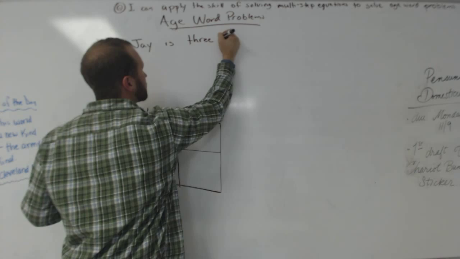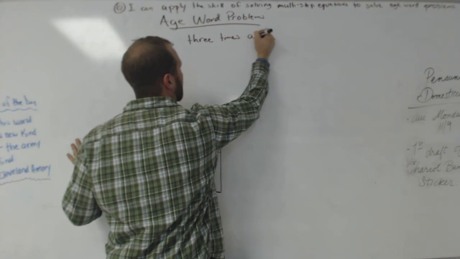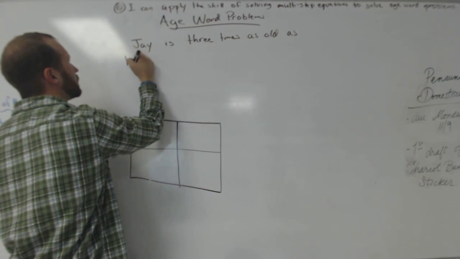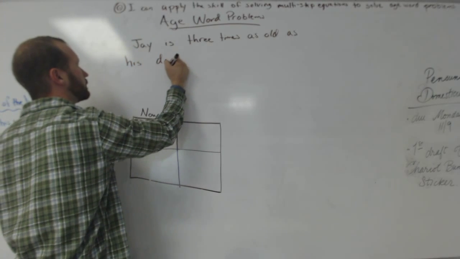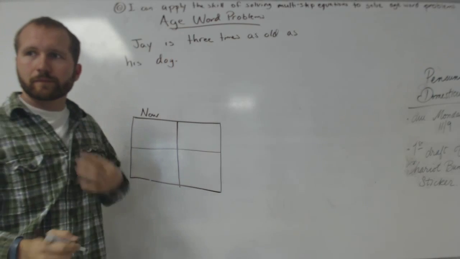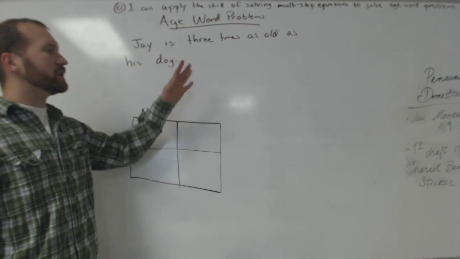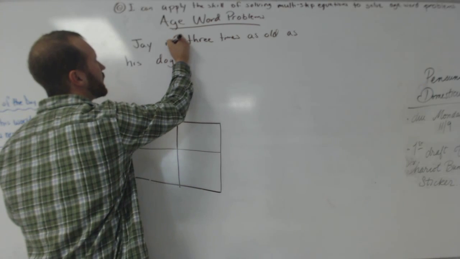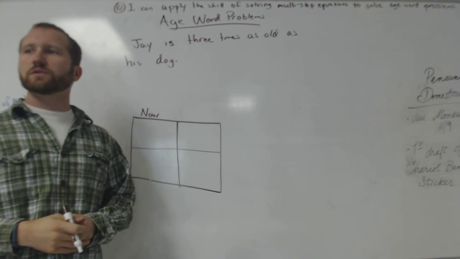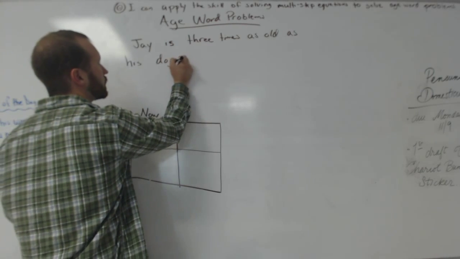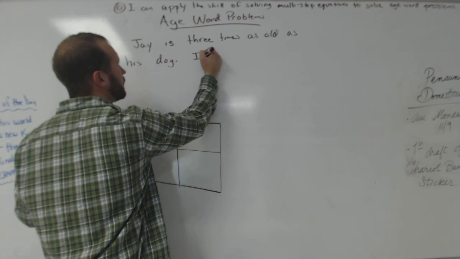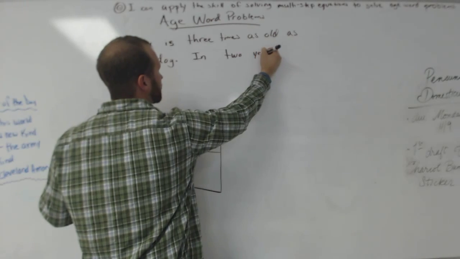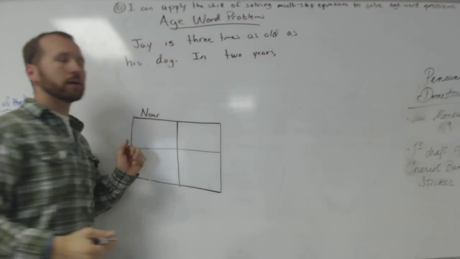J is 3 times as old as his dog. Well, that's going to be hard because dogs age differently. We're just going to use years, human years. J is 3 times as old as his dog. In 2 years.